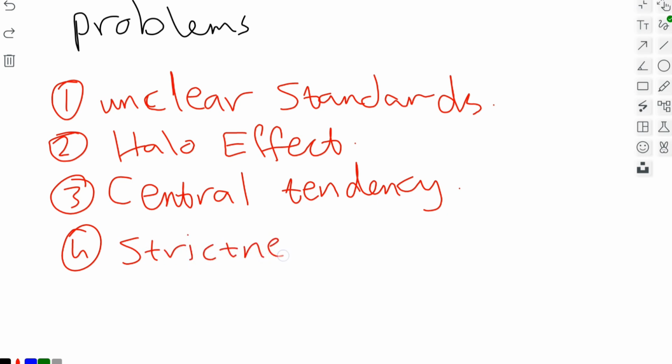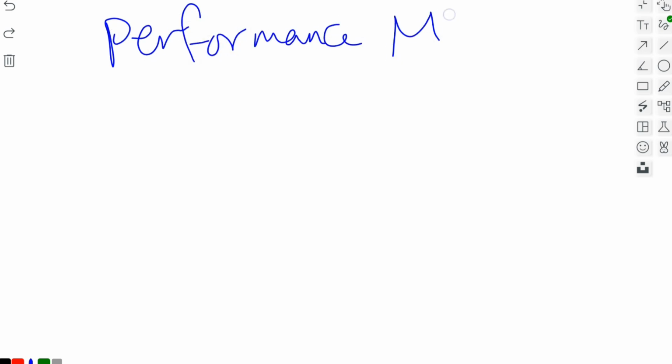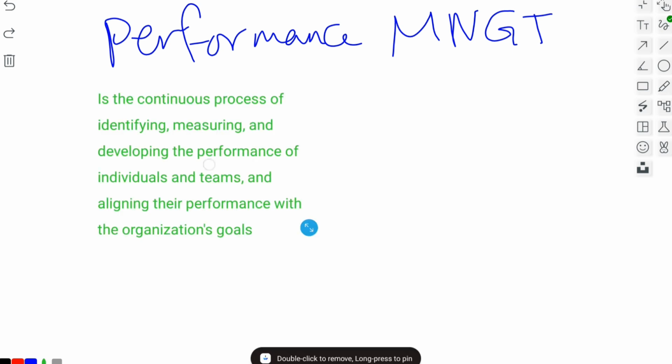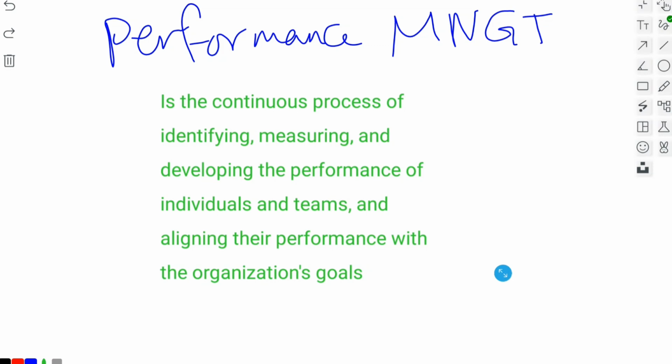The last thing to note is performance management, which is the continuous process of identifying, measuring, and developing the performance of individuals and teams and aligning their performance with the organization's goals. It means continuous interaction and feedback to ensure continuous improvement in the employees' and teams' capacity and performance.